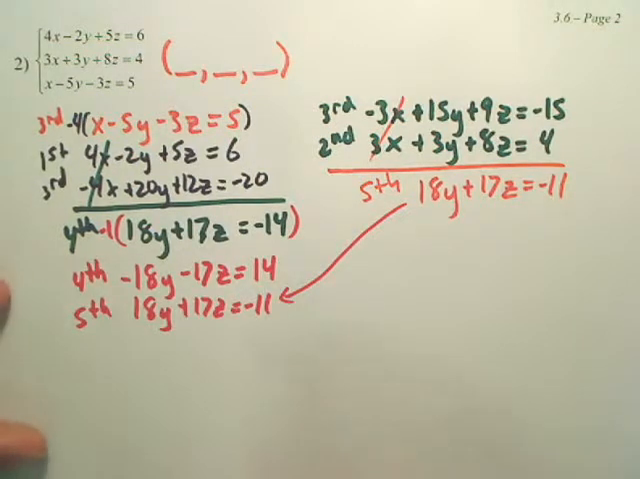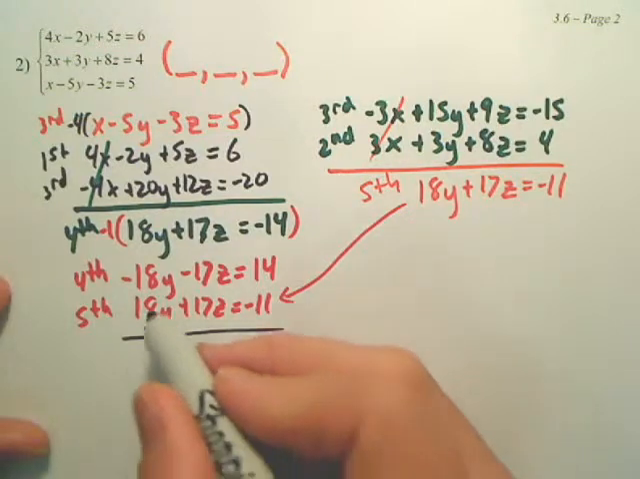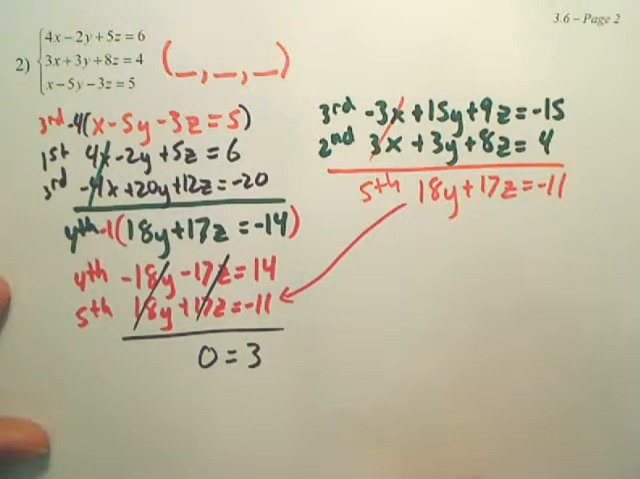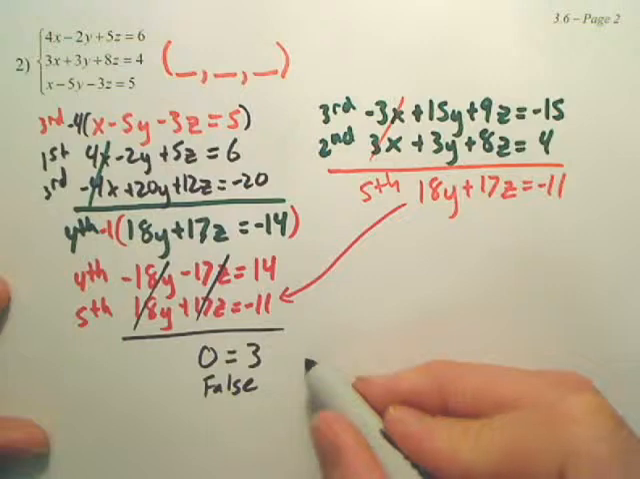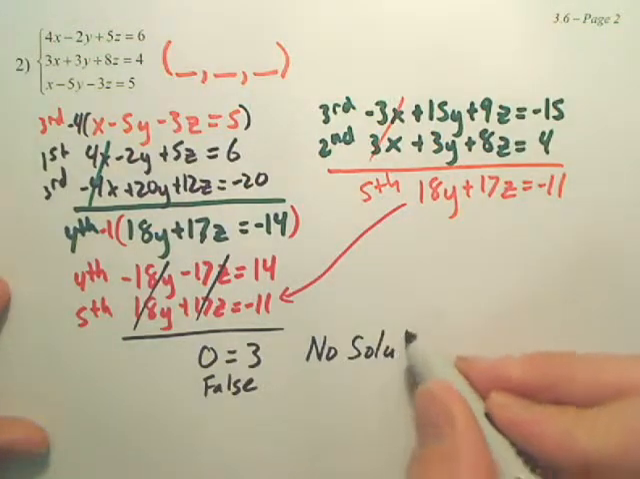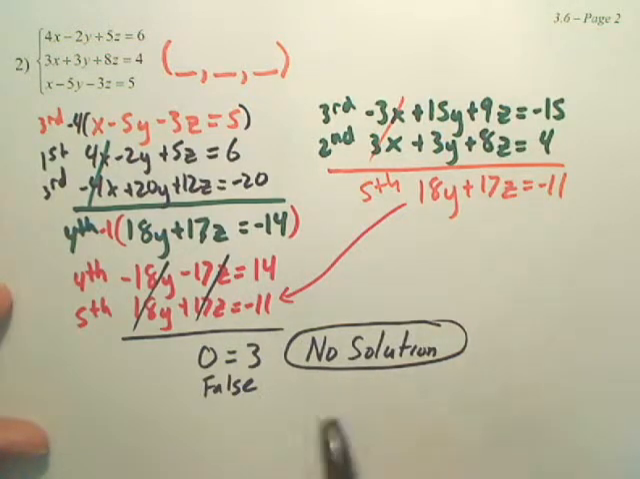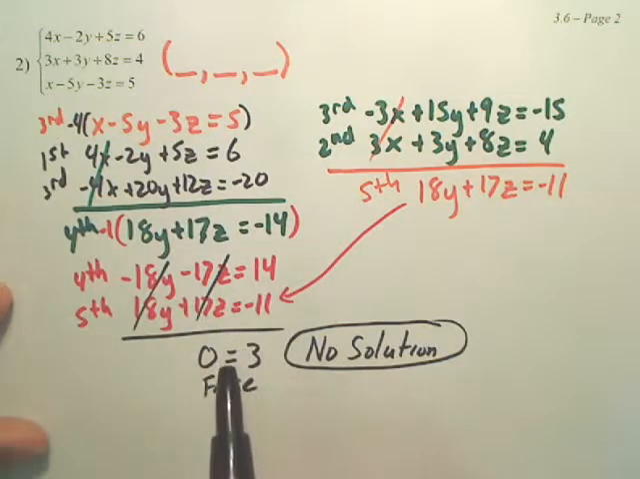And now we're going to cancel. Ooh, what do you notice? Yeah, they're all going to cancel. Don't both those cancel? And this becomes 3. That is a no solution. That is a false statement. So my answer is no solution. Now, if that ended up being 0 equals 0, it would be infinite solutions. But since everything dropped out, you get a no solution.